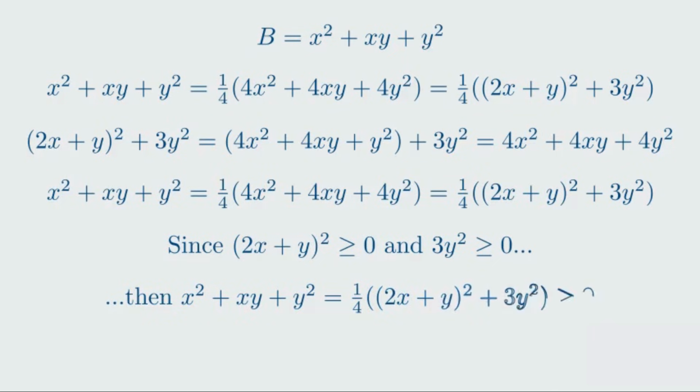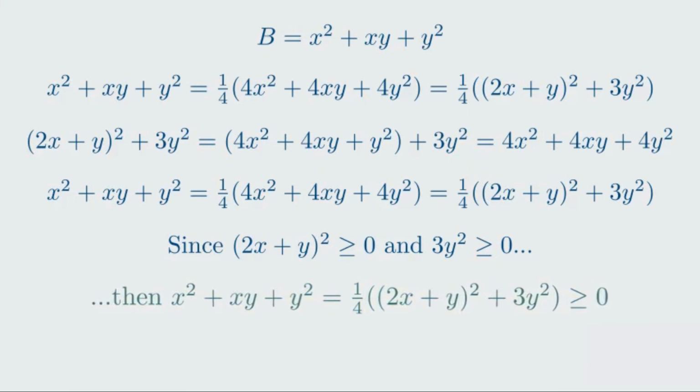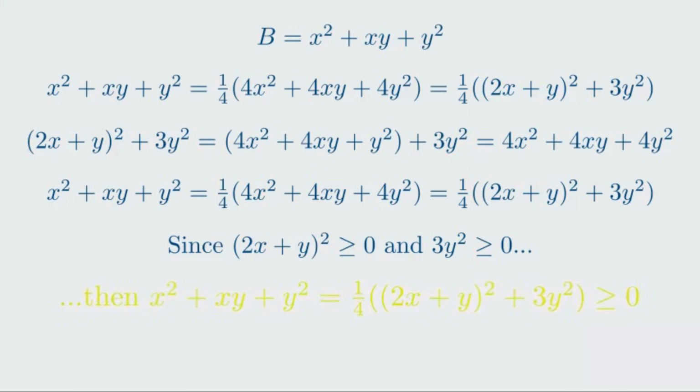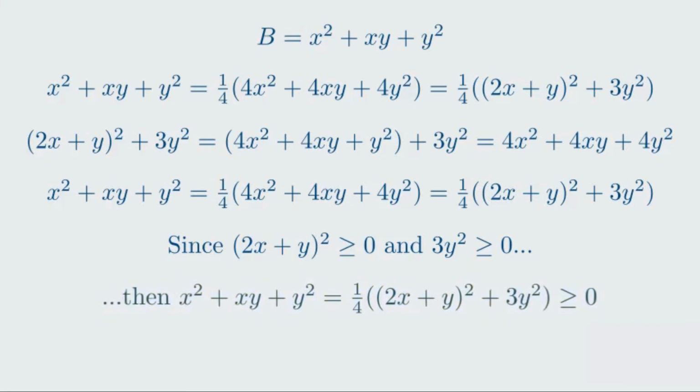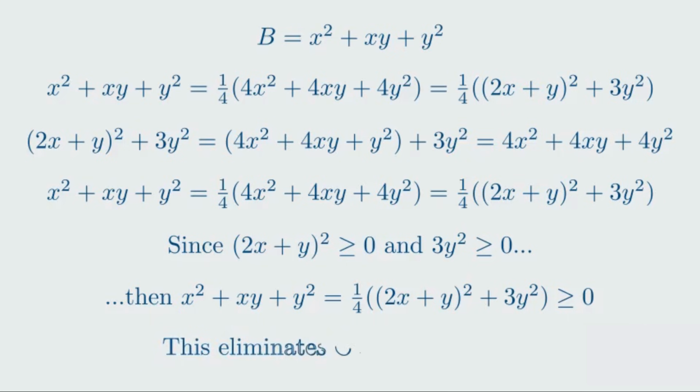Let's repeat that critical insight. By rewriting the expression through completing the square, we have proven that the factor b, which is x squared plus xy plus y squared, must always be non-negative. This single piece of information allows us to immediately rule out 2 of our 4 cases. Cases 3 and 4 required our second factor to be negative, which we now know is impossible. We have successfully narrowed down our search to just 2 cases.